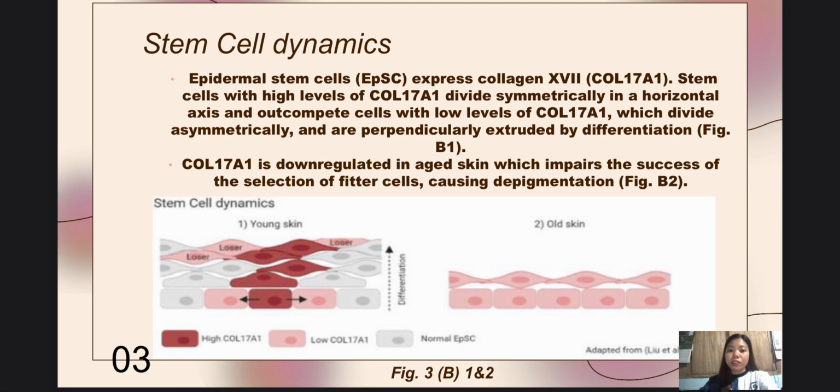Epidermal stem cells express collagen 17. Stem cells with high levels of collagen 17 divide symmetrically in the horizontal axis and outcompete cells with low levels of collagen 17, which divide asymmetrically and are perpendicularly extruded by differentiation. Collagen 17 is downregulated in aged skin, which impairs the success of the selection of fetal cells, causing depigmentation.